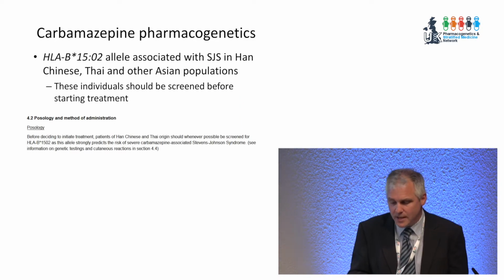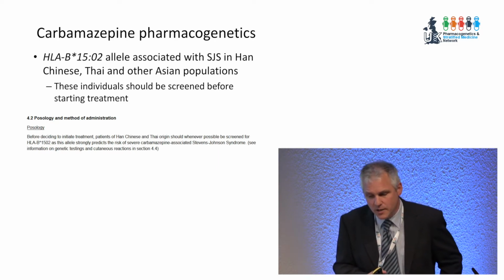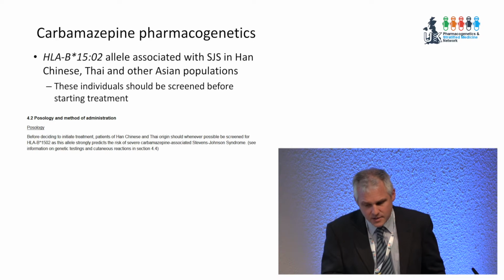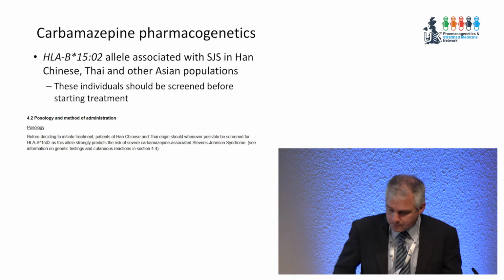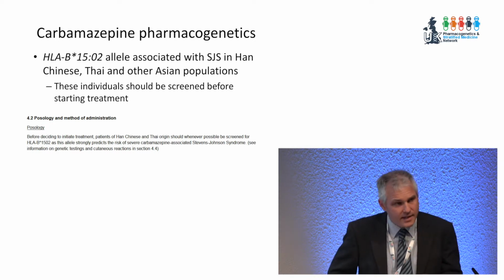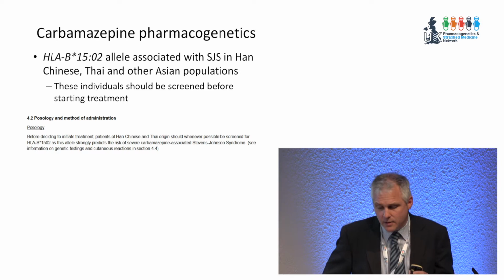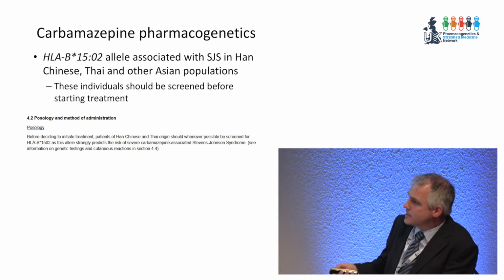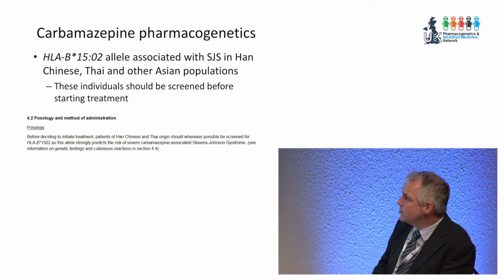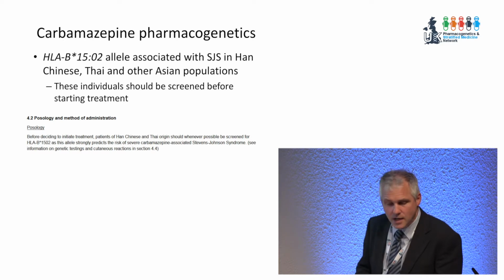But what I will refer to is an analysis that was published by others, which relates to the B1502 allele of carbamazepine, which is specified in the summary of product characteristics as a particular caution. And I'll read this out. Before deciding to initiate treatment, patients of Han Chinese and Thai origin should, whenever possible, be screened for B1502, as this allele strongly predicts the risk of severe carbamazepine-associated adverse drug reactions.